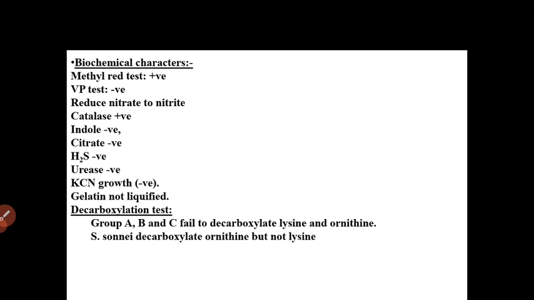Methyl red test positive, VP test negative, reduces nitrate to nitrite, catalase positive, indole negative, citrate negative. So the IMViC will be negative, positive, negative, negative. H2S negative, urea negative, casein growth negative, gelatin not liquefied. Decarboxylation test: group A, B, C fail to decarboxylate lysine and ornithine, and Shigella sonnei decarboxylates ornithine but not lysine. Understood? These are the biochemical characters.